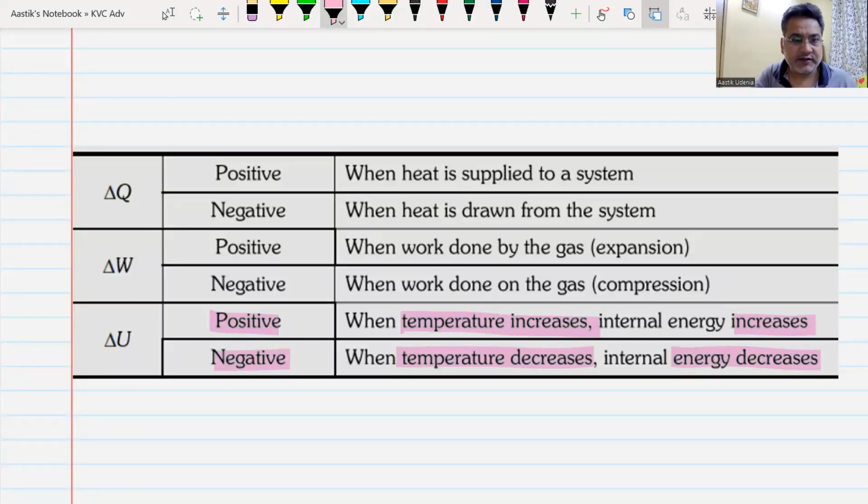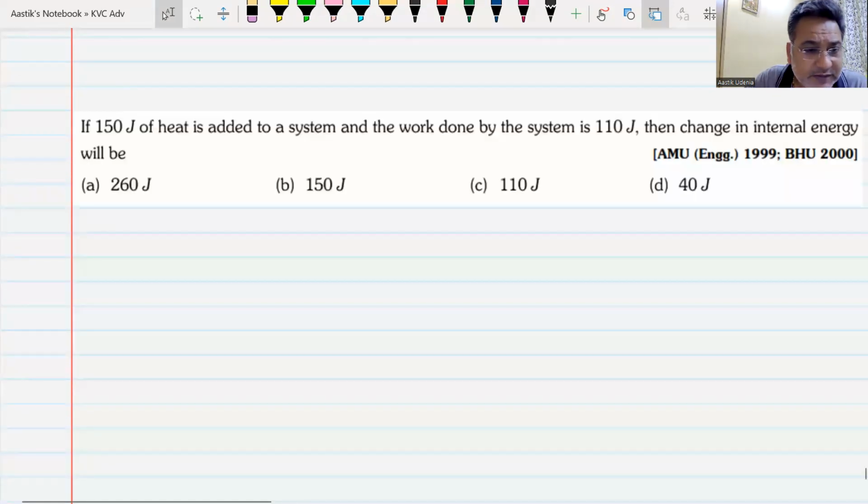Then let us start with the simplest possible question, just to give you how you are supposed to apply. This is the simplest possible question which has the simplest possible answer, which I am waiting that you can give me as soon as possible. 150 joules of heat is added to a system and the work done by the system is 110 joules. What is the change in the internal energy? And you will have 2 minutes to give me the answer for this one. I think you can give it very quickly.